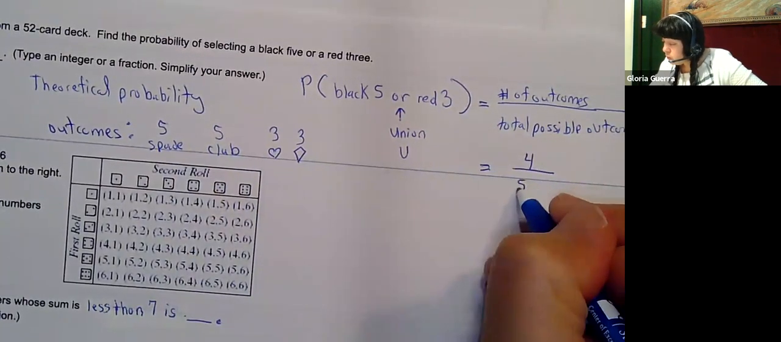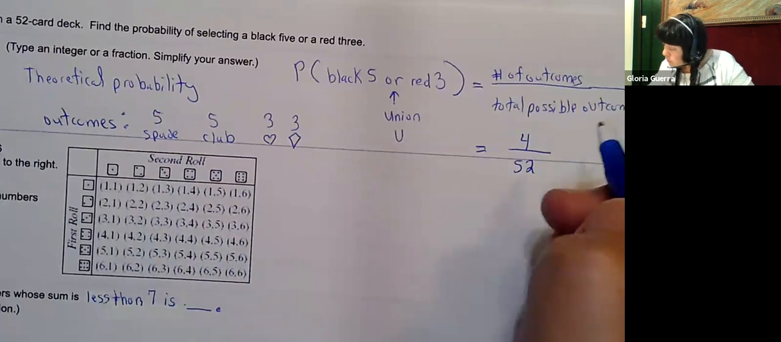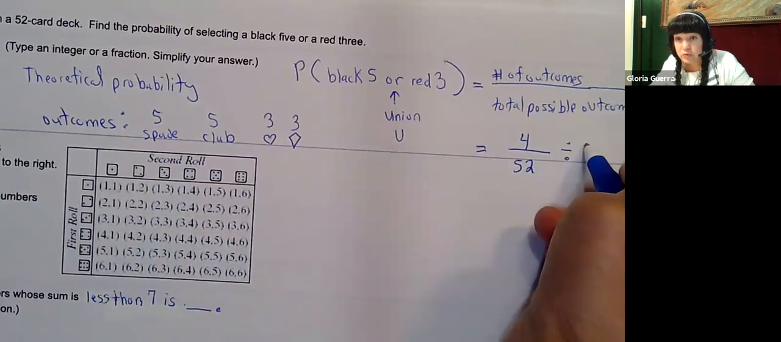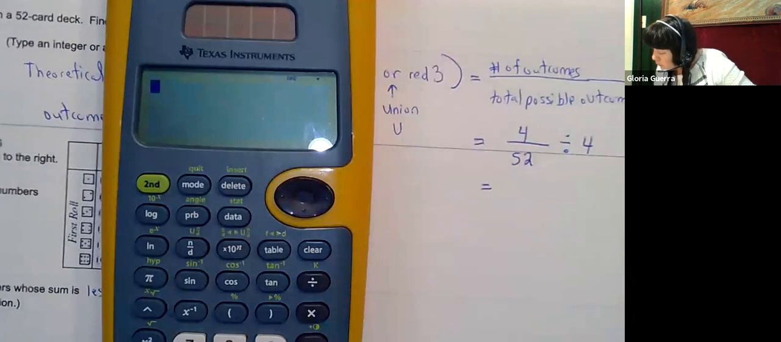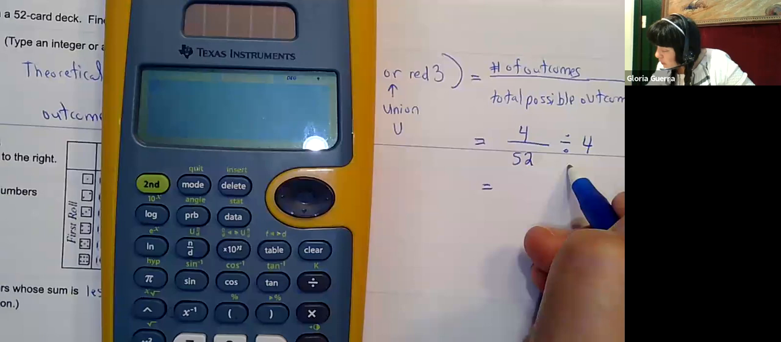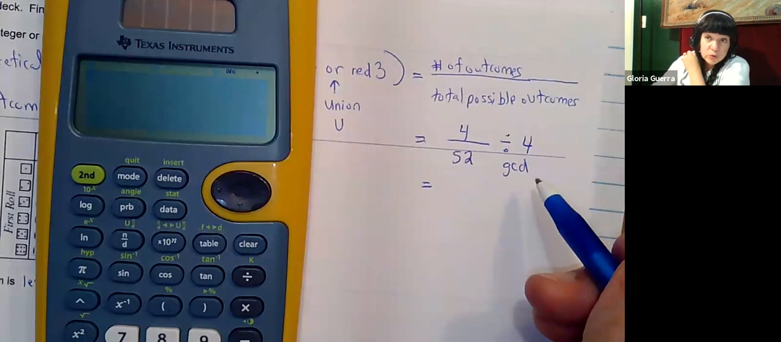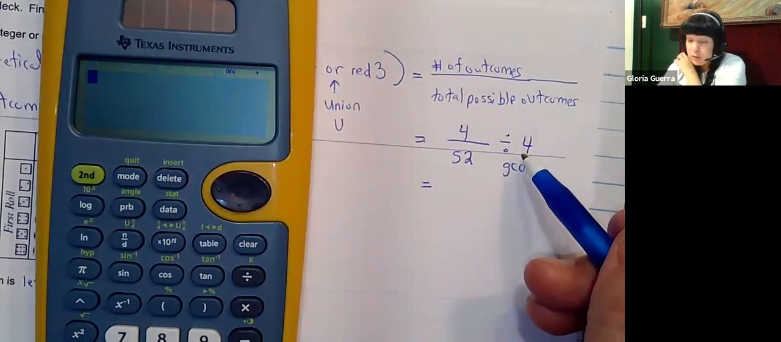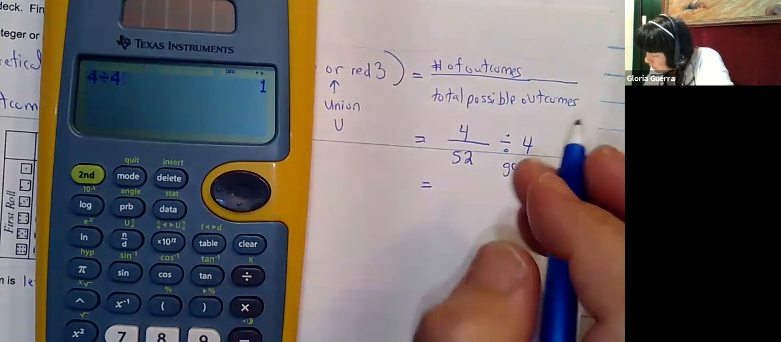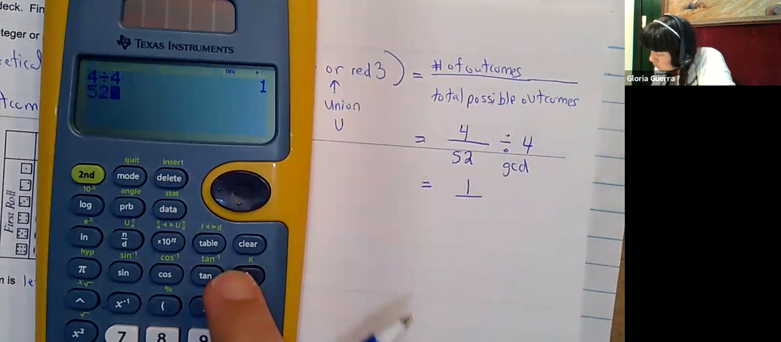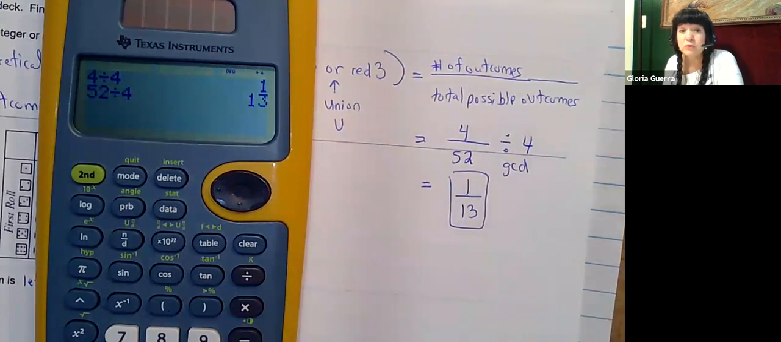There's 52 cards in a deck. Okay, and then that can be reduced. It's even, so you can either reduce it by 2 or I think you can reduce that by 4. Let's see, that's the greatest common divisor. Always let your teacher know what you're reducing by as part of showing your work. So 4 divided by 4 is 1, and 52 divided by 4 is 13. So that reduces to 1/13.